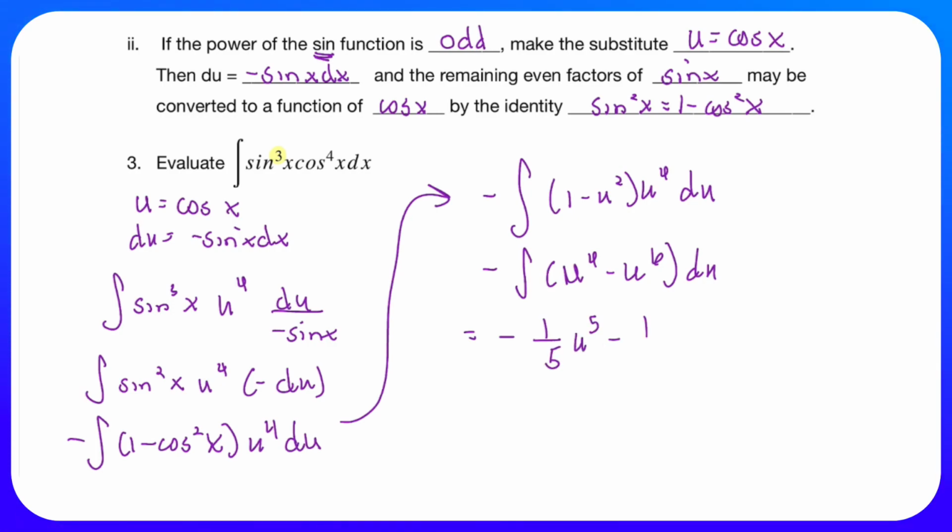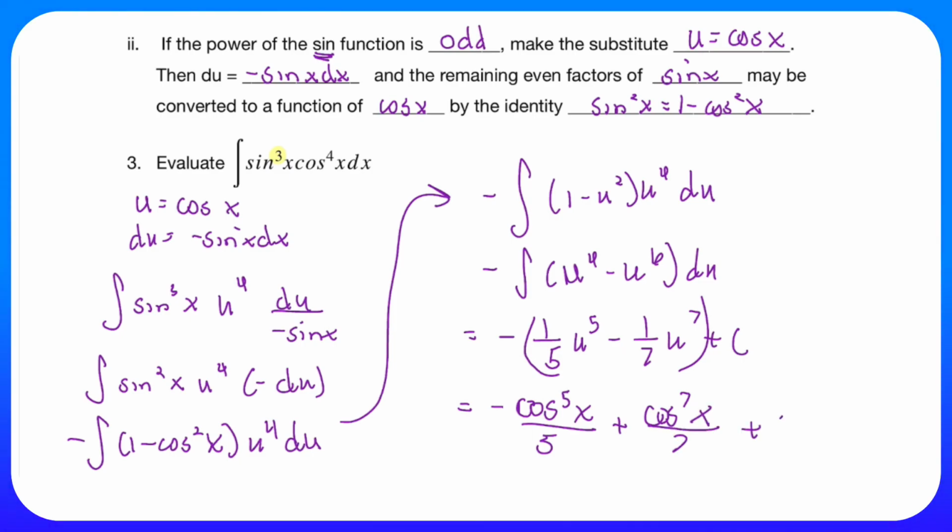So when I go back and substitute cosine of x in place of u, I get my answer as negative cosine to the fifth x over 5, plus, because don't forget to distribute that negative on the outside, plus cosine to the seventh of x over 7 plus c.